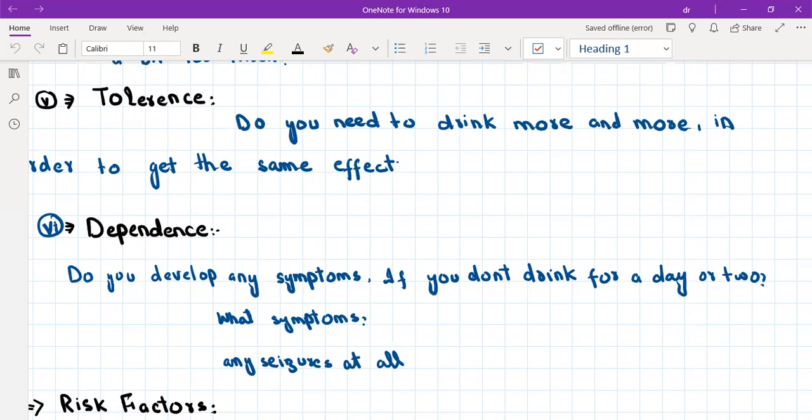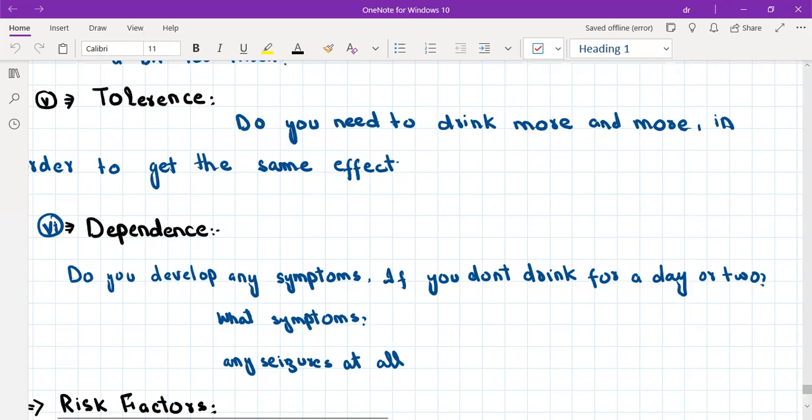For alcohol, when a person doesn't drink for a day or two, he can develop withdrawal symptoms, which are anxiety, agitation, restlessness, itching, and diarrhea. The worst of all will be seizures. Make sure that you ask about seizures, because this is a red flag. If a person develops a seizure when he doesn't drink alcohol for some time, this entirely changes your management.